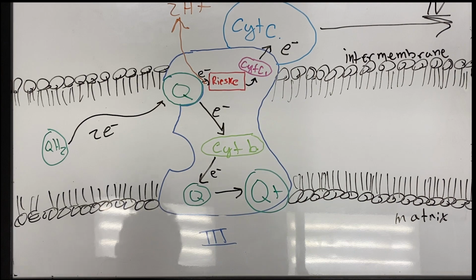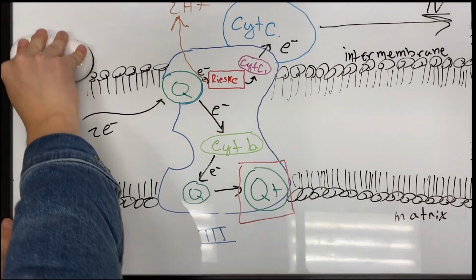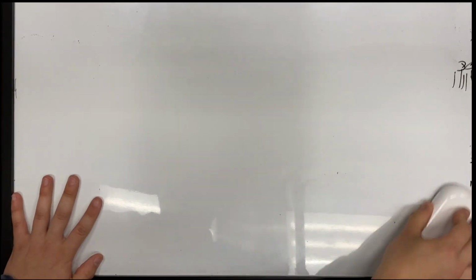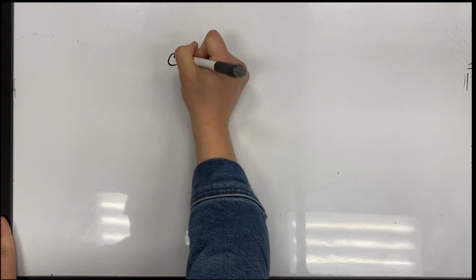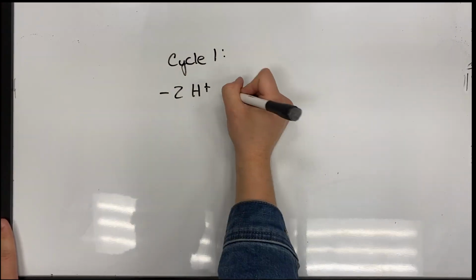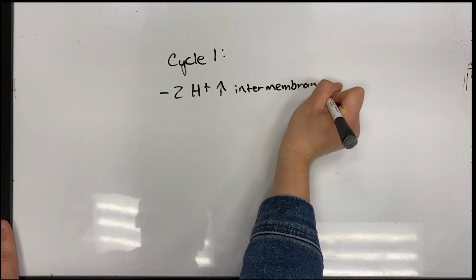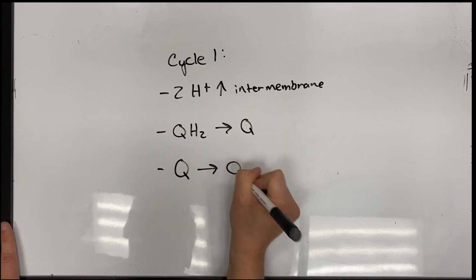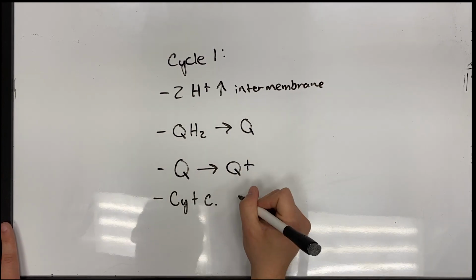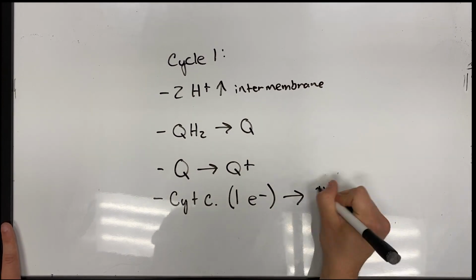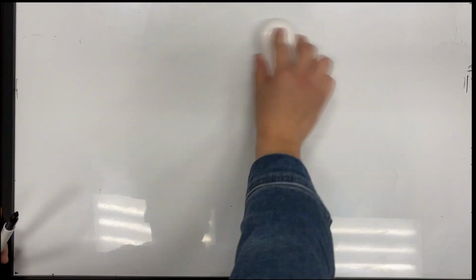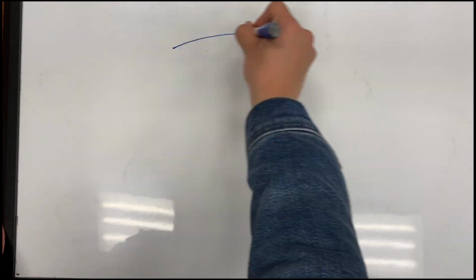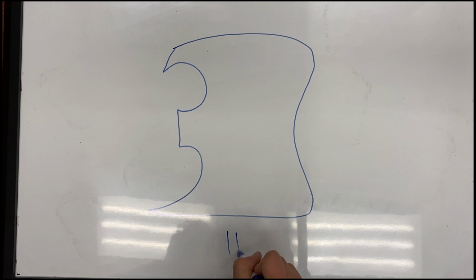In conclusion to our first cycle of the Q cycle, we had 2 hydrogen protons pumped into the intermembrane space, we had 1 ubiquinol reduced to ubiquinone, and we had 1 ubiquinone reduced to semiquinone. We also had 1 cytochrome C carrying 1 electron moved off and heading over to complex 4. Cycle 2 is extremely similar to cycle 1.